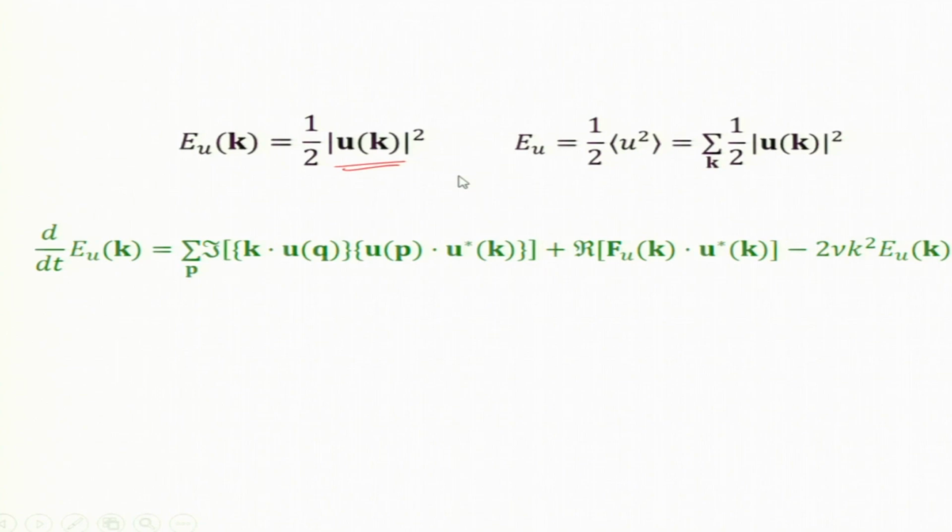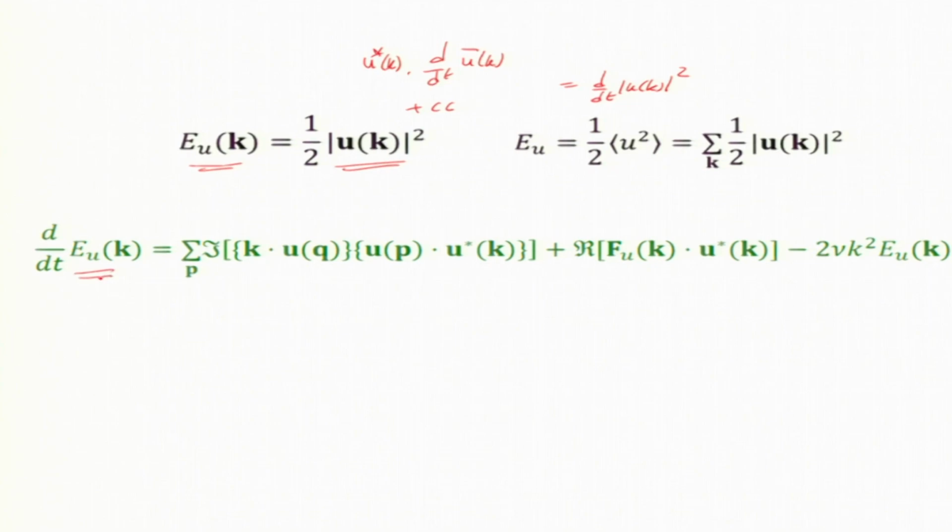We can write down the equation for the modal energy. From the Navier-Stokes equation we can derive it. I wrote the equation for d by dt of u k. I can take a dot product of this with u star of k, then add its complex conjugate. That will give me d by dt of mod u k squared, and that is the equation. Well, I divide by 2, then I get this equation.